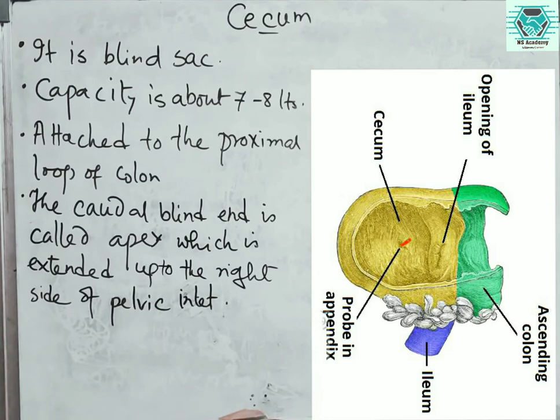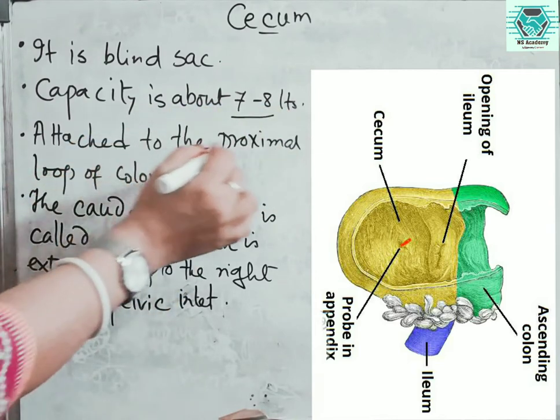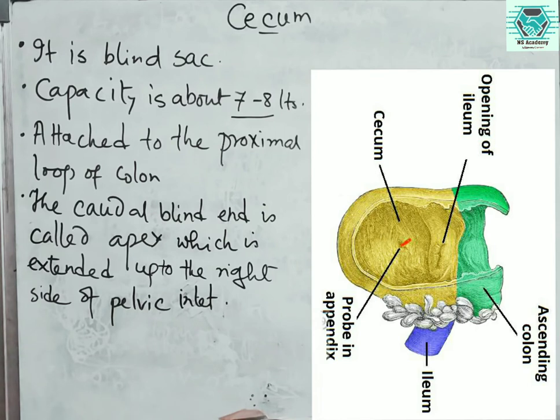The cecum is the blind sac which has the length of about 0.7 meter and the diameter of about 12 centimeter. In the diagram we can see the structure of cecum. The capacity is about 7 to 8 liters. It is attached to the proximal loop of colon. The caudal blind end is known as apex, which is extended up to the right side of the pelvic inlet. So the first part of the large intestine is cecum.